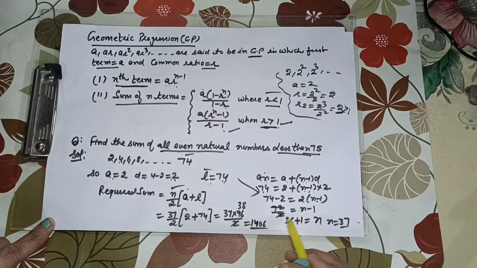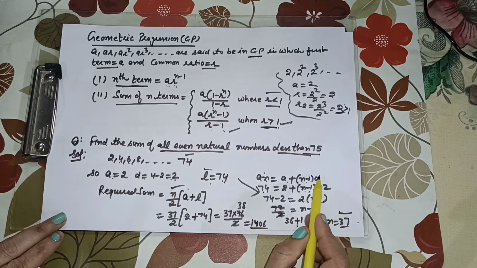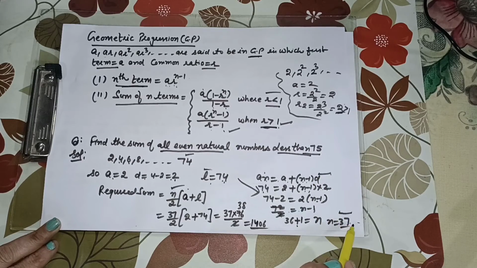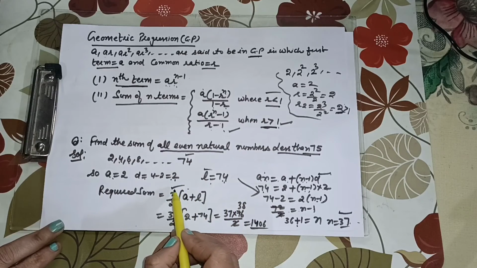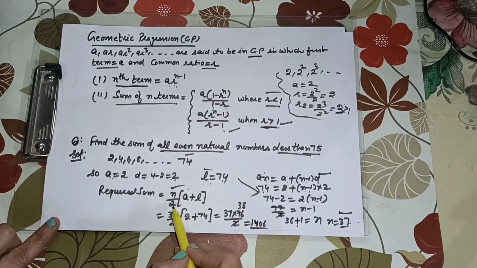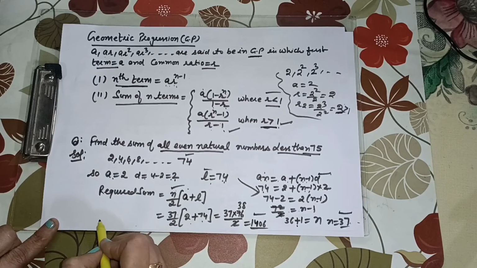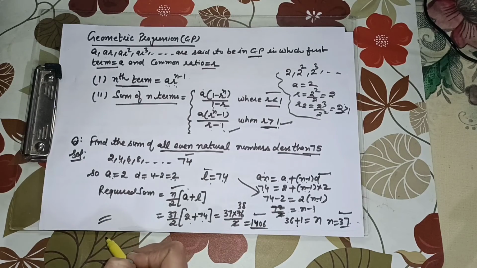This is 72 by 2, that means 36 equals n minus 1. So 36 plus 1, that is n is equal to 37. This is the way, whenever the last term is given, we can find n by this formula. Now that I have calculated n is equal to 37, I can easily find the sum of the arithmetic progression. That means n by 2 (a plus l). n is 37, so 37 by 2, a is 2, and l is 74. After multiplication and simplification, I am getting 1406. So this is how we find the sum of an AP, arithmetic progression series.